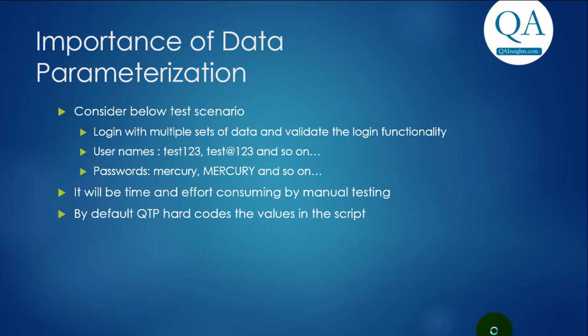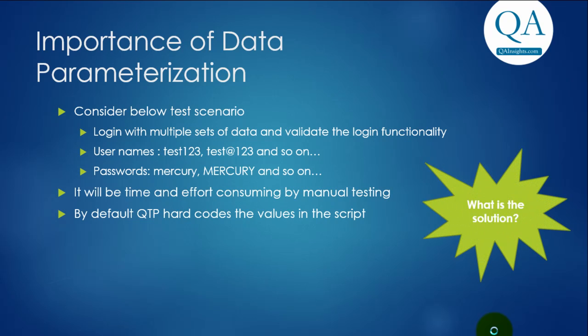In QTP, by default, it hard codes the values in the script while recording. So what's the solution for this? How are you going to achieve this login functionality validation using multiple sets of data in less time and effort?